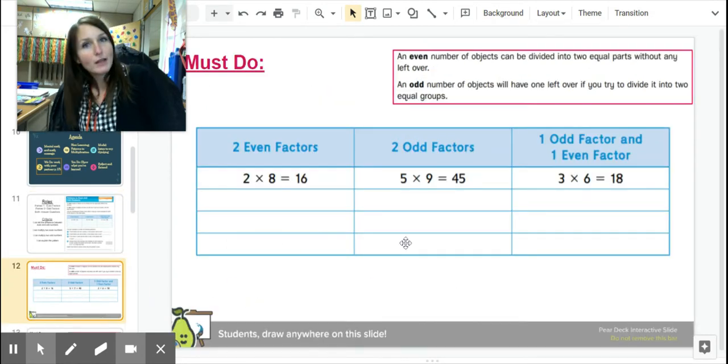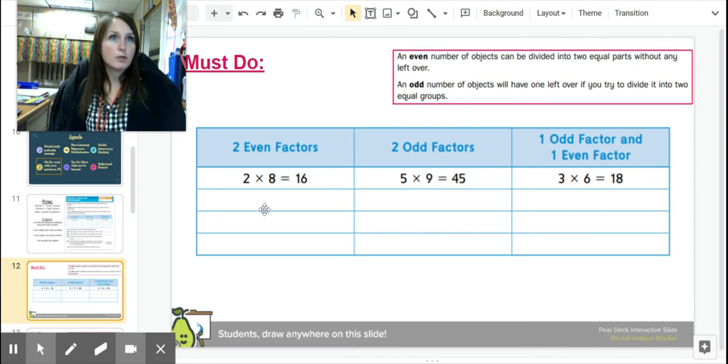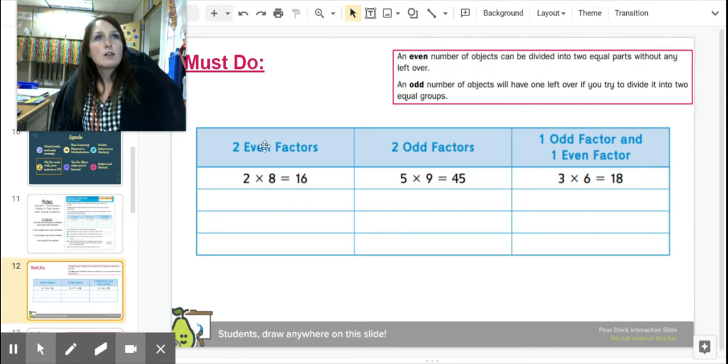So I want you to write this information here as always on the computer. Okay, so I've given you this reminder, okay, here. So here are some examples. So you just have to come up with 2 numbers. Like they chose 2 and 8.